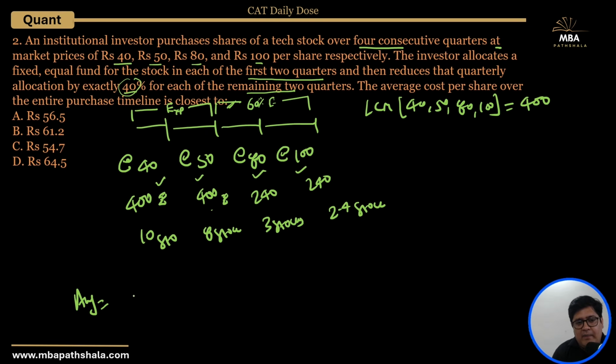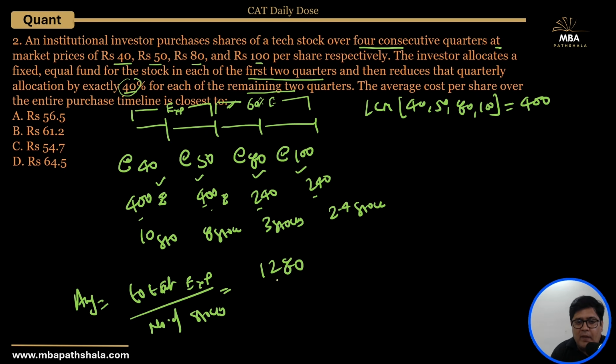Now, what is the average price of the stock? Average price can be given by total expenses divided by the number of stocks. How much money is spent? 400, 400, 800. This is 1000, 1200, 1280. How many stocks have we purchased? 18, 21, 23.4. At this stage, you can go ahead and use a calculator. If I'm in a good mood, I want to put in some more effort and perform my own calculation.